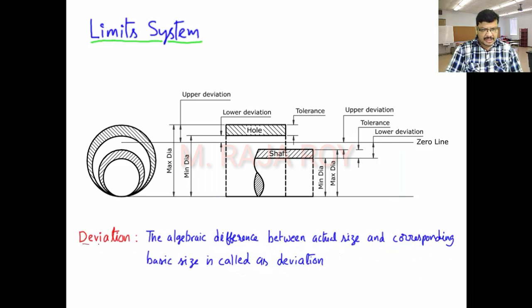Now what is deviation? The algebraic difference between actual size and corresponding basic size is called deviation. So basic size means that is with respect to zero line. Actual size means the variation, that may be maximum or that may be minimum. So whatever it might be, that variation you can observe in the actual size, and basic size is constant, that is theoretical. So that particular variation we will call a deviation.